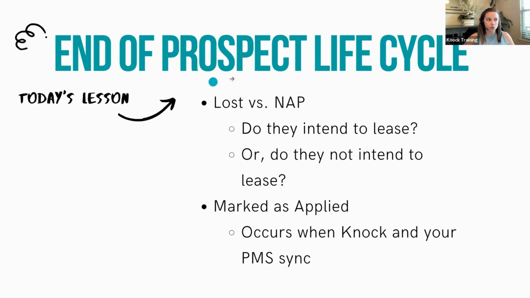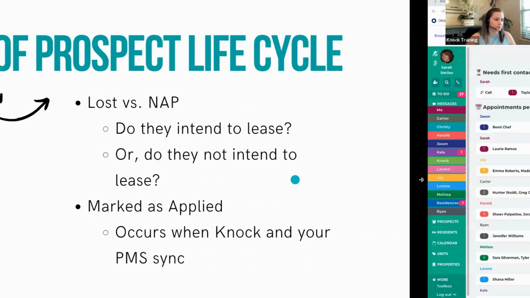Lost is for true prospects. NAP is for everyone else. Now, what I mean by that is when a true prospect decides not to lease with us, we're going to mark them as lost. But leads may come into the system that are not real prospects. NAP stands for not a prospect. So we're going to remove them from the pipeline by utilizing that. So let's go into the system and let's take a closer look.